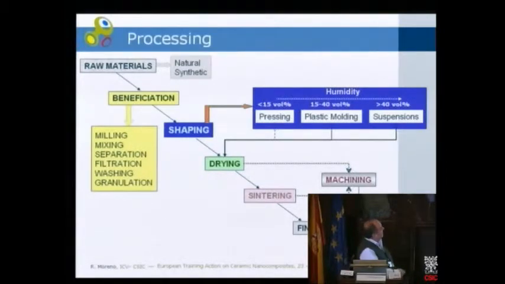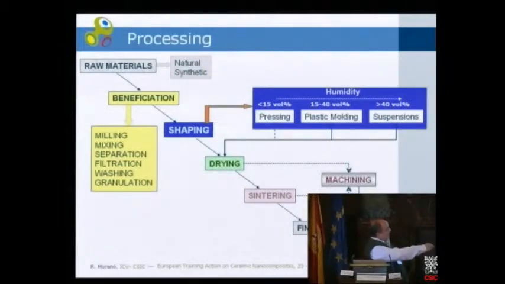I like to divide the shaping processes into three groups, depending on the content of humidity, the content of water in general. Pressing methods, which are usually dry methods. When we introduce more liquid, we are speaking about plastic molding processes, and when we have much more liquid, we use suspensions, and particles are readily dispersed into the liquid medium. In this case, we need to dry the green body we have produced by these methods.